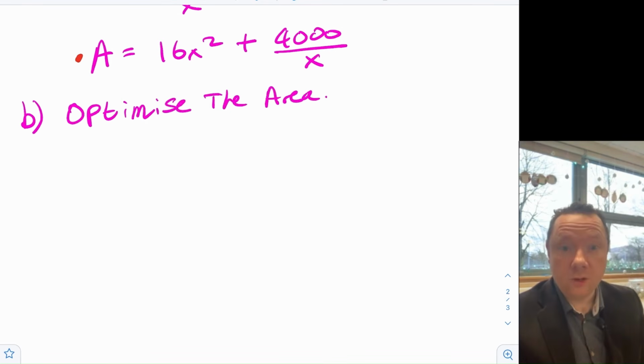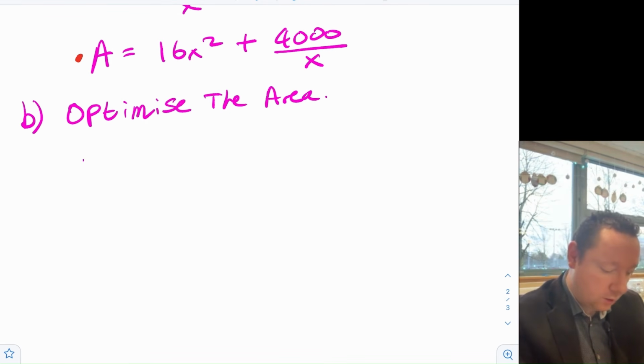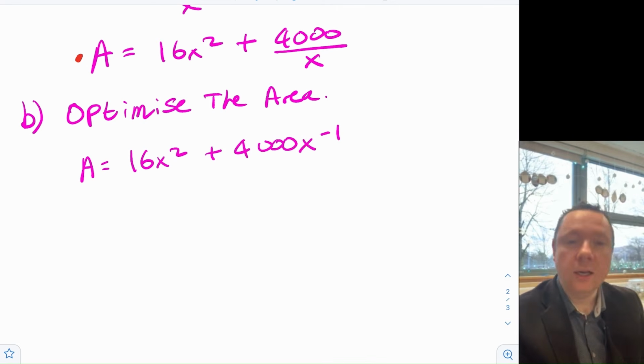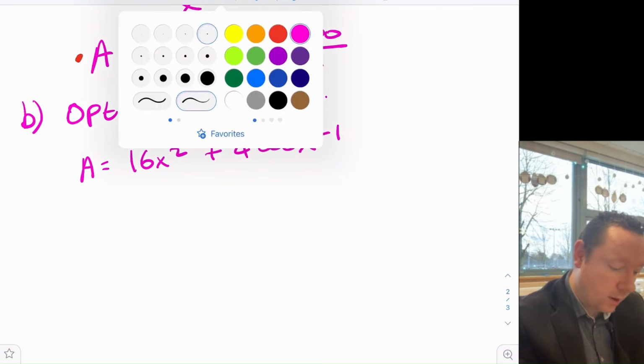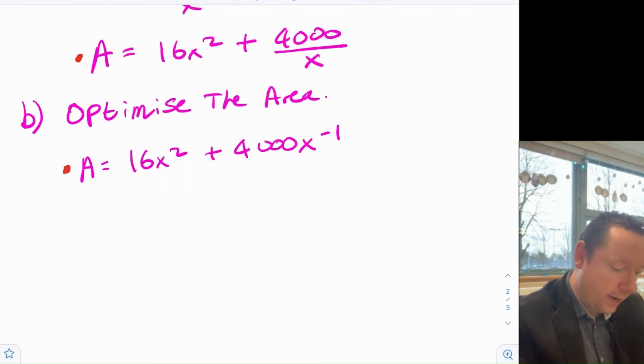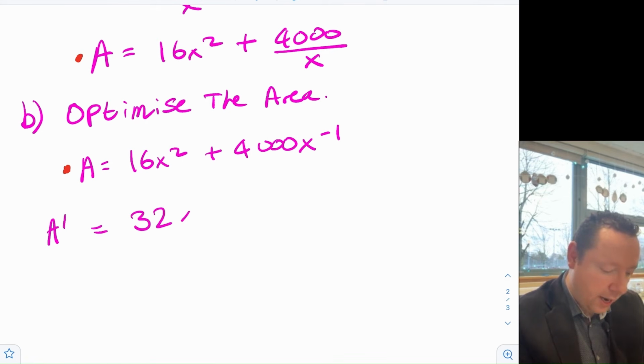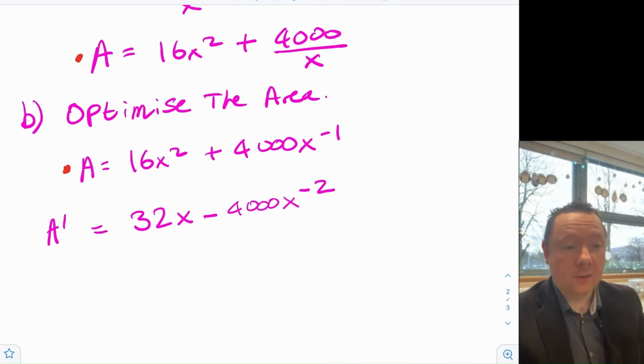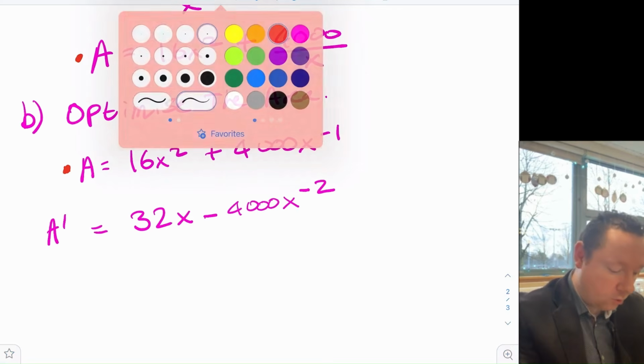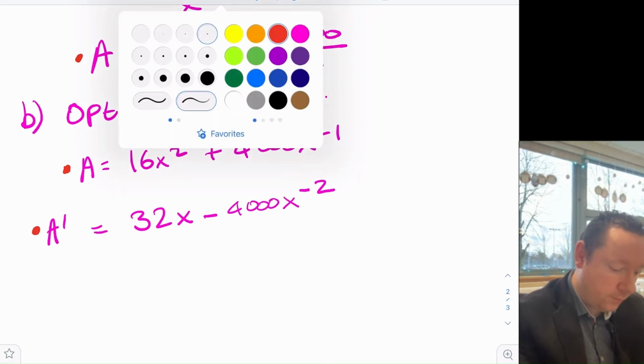To differentiate a function, we need to get it ready. So let's start with our area. We've got 16x squared, but I'm going to have to take that 4000 x to the minus 1, so I can differentiate it. And you'll actually get a mark straight away there for getting it ready. We now differentiate it, so A dash, or dA/dx, 2 16s is 32x minus 4000 x to the minus 2. And that's me differentiated it for a mark as well. So 2 marks out of 6 so far.